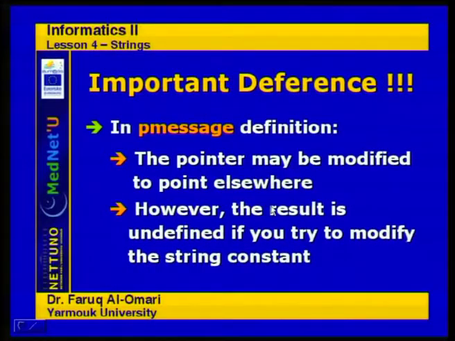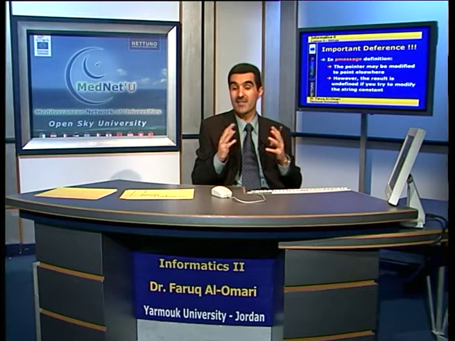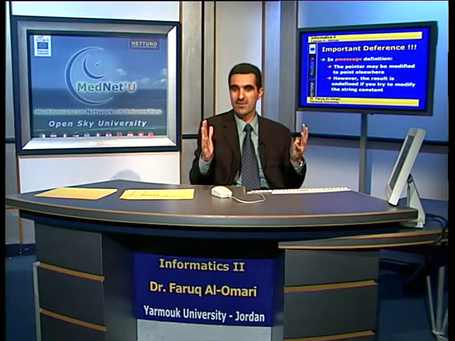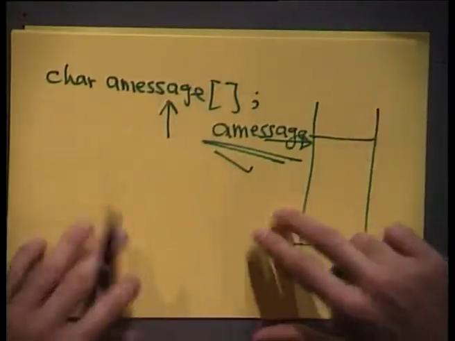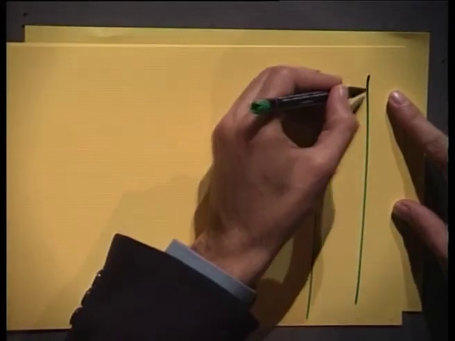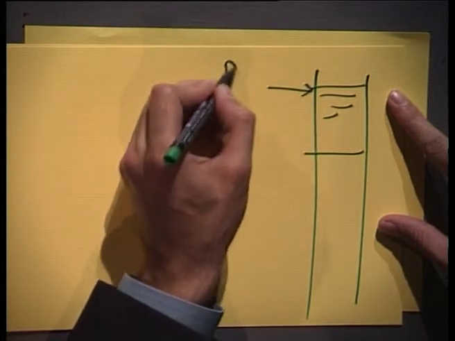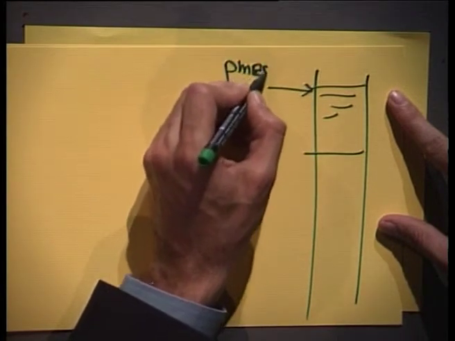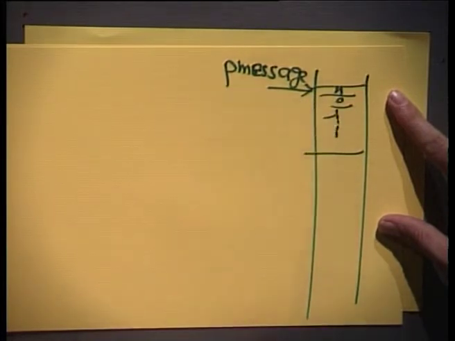However, if I make p-message point somewhere else, then I'm afraid your original character set or your string is gone now. You cannot access it using p-message. And that's obvious. I mean, if I have something like this, and this is your pointer p-message, and you have your characters now, whatever, okay?